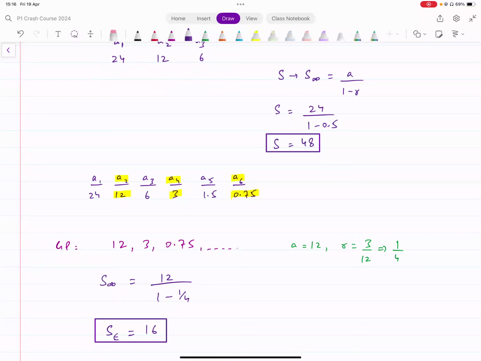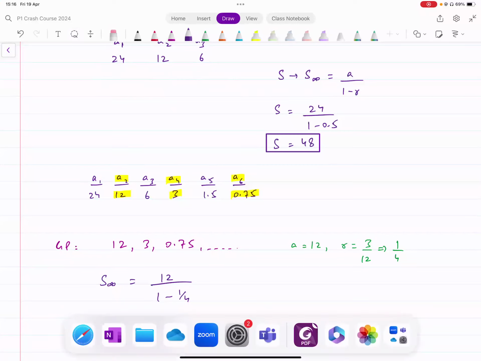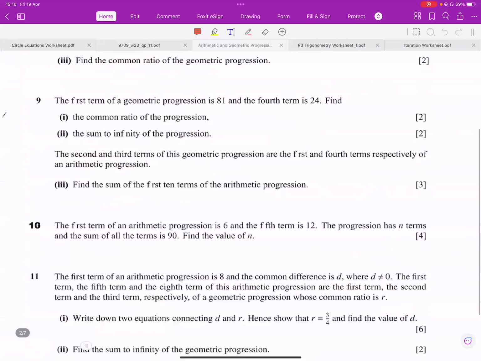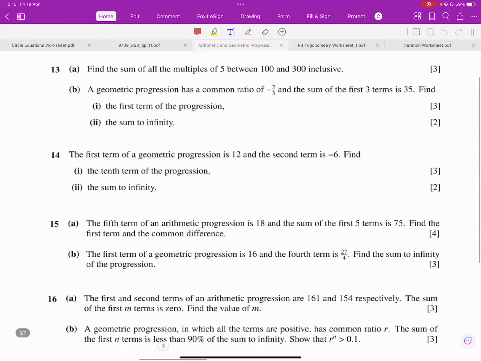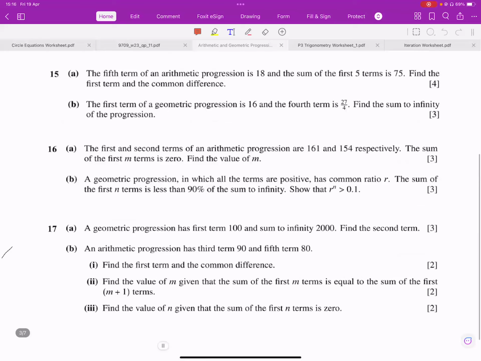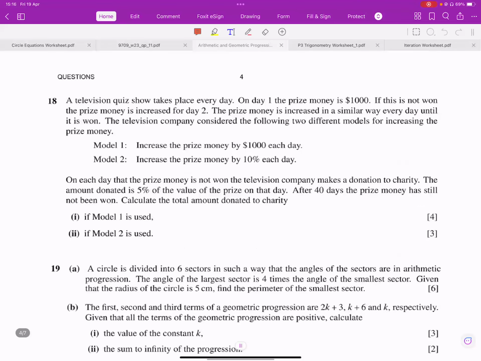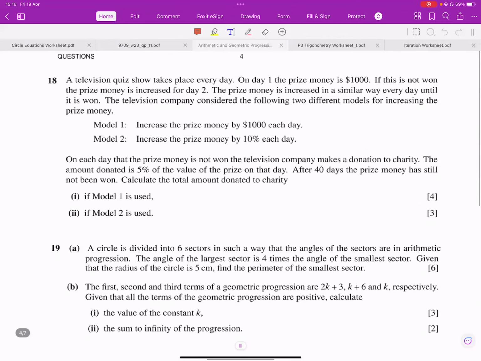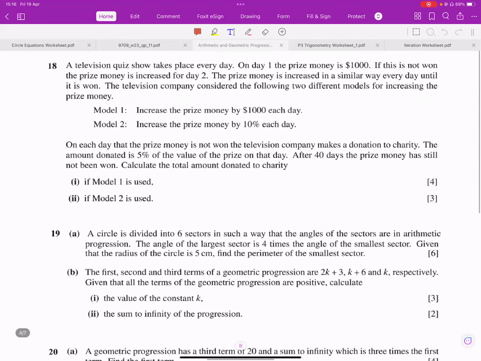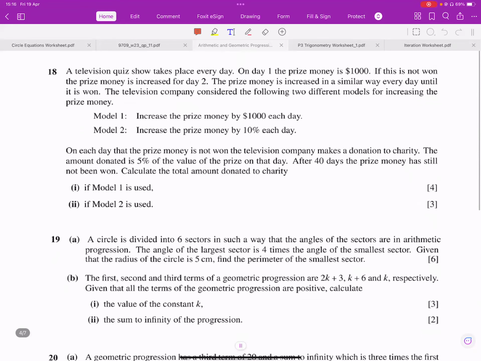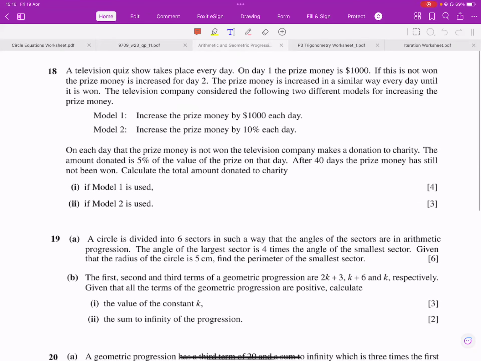No other questions? Let's quickly do one question from the worksheet that involves a word problem, in which they have one real world scenario given. Have you done this? Question number 18. How many of you are done with that? Yes, sir. It was straightforward? Yes, sir. Okay.